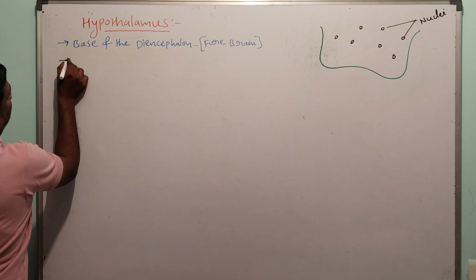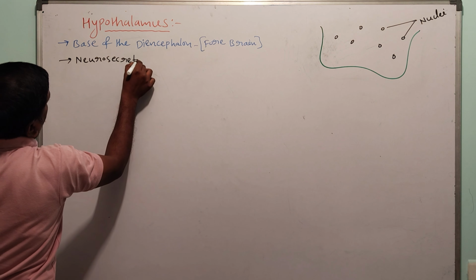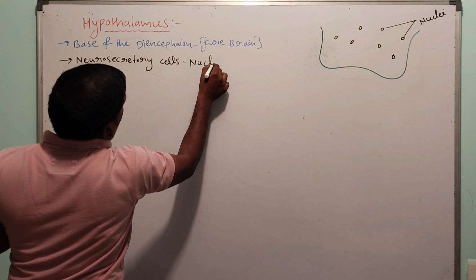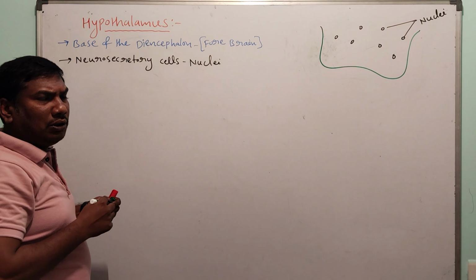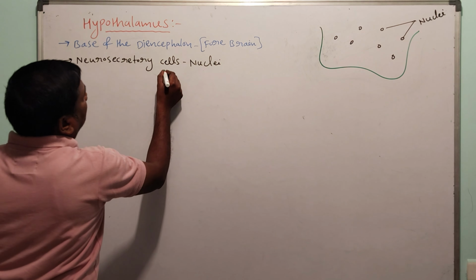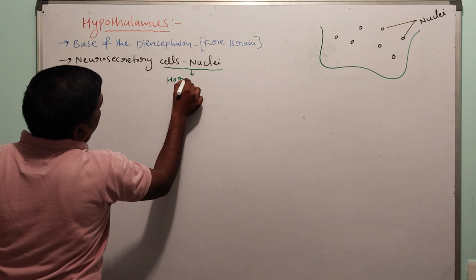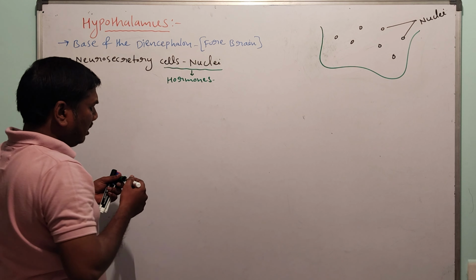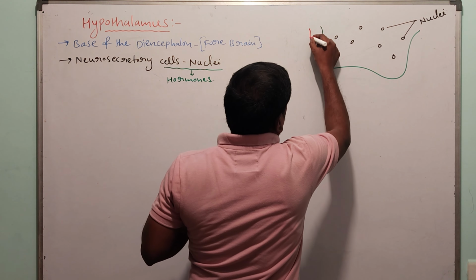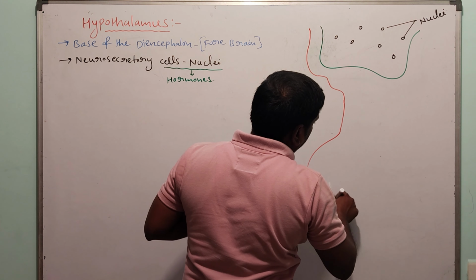The hypothalamus contains neurosecretory cells, and these neurosecretory cells are called nuclei. These nuclei secrete the hormones, the hypothalamic hormones. These hormones regulate the stimulation and secretion of the pituitary gland.